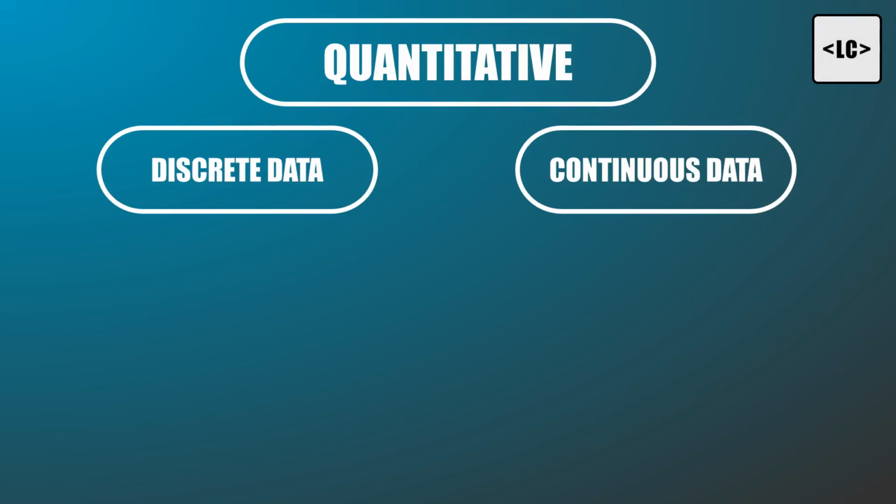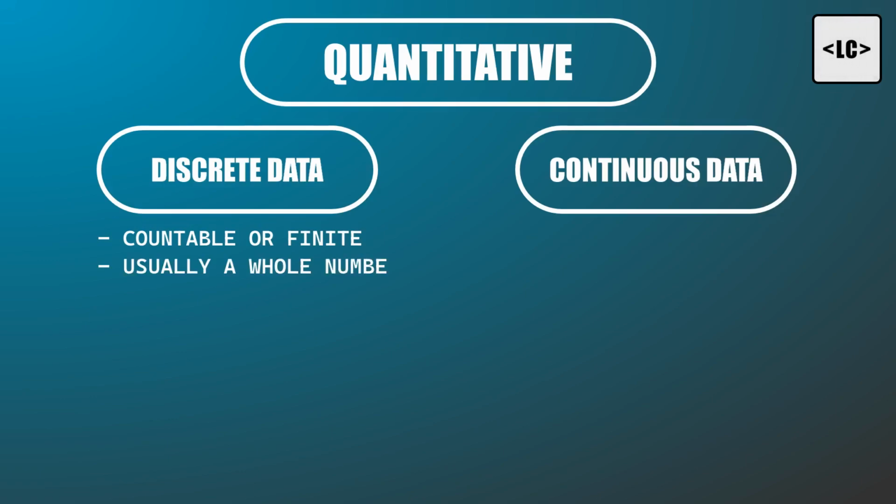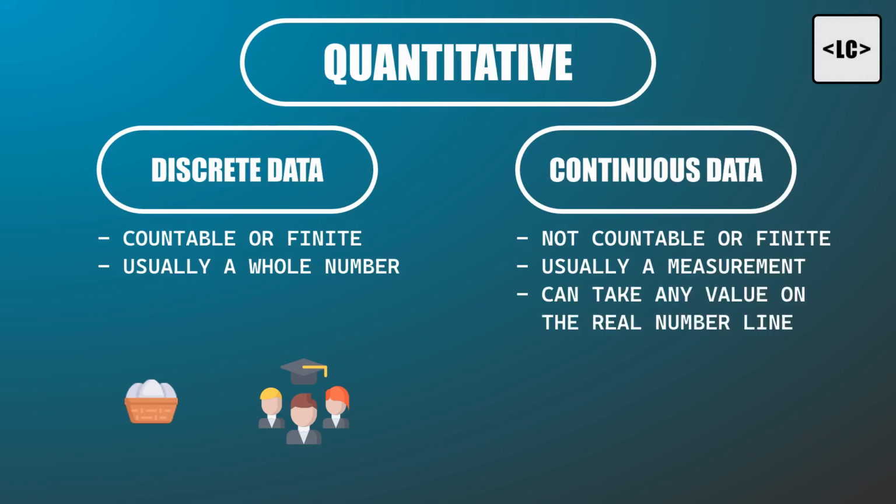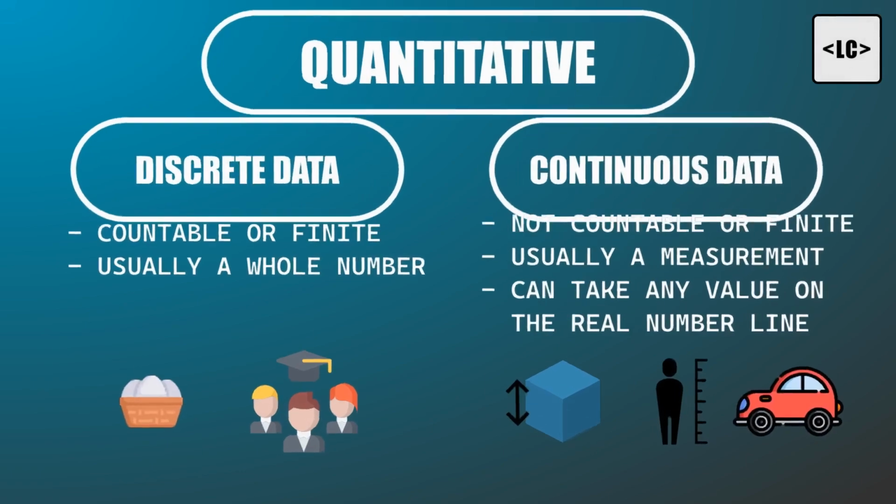Discrete data is usually countable or finite in number. It is usually a whole number. For example, the number of eggs a hen lays in a week, the number of students in a class, etc. On the other hand, continuous data is not countable or finite. It is usually a measurement and it can take any value on the real number line. For example, the length of an object, the height of a man, the distance traveled by a car, etc.